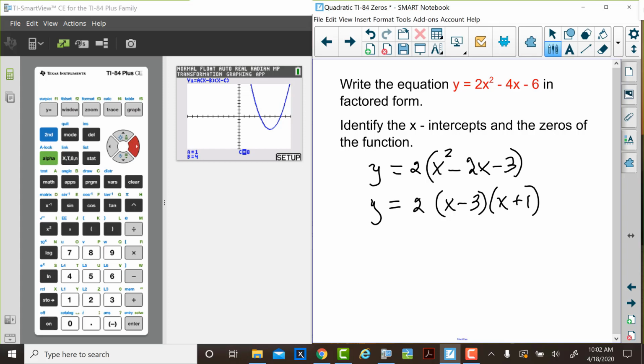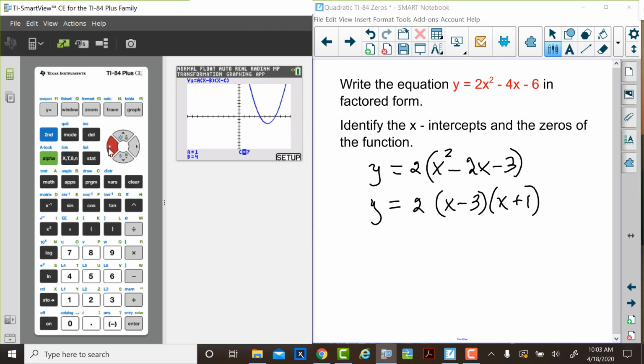And let's think about this. What are the x-intercepts? Well, if we set x minus 3 equal to 0, x would be equal to 3. If you set x plus 1 equal to 0, x would be equal to negative 1. Remember, of course, for the x-intercept, the y value is 0. The factor 2 could not equal 0.